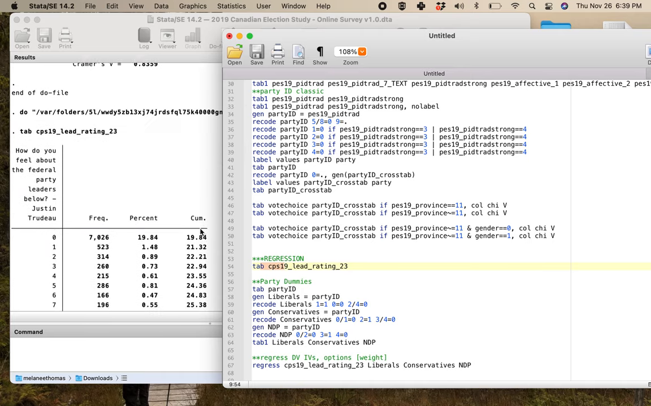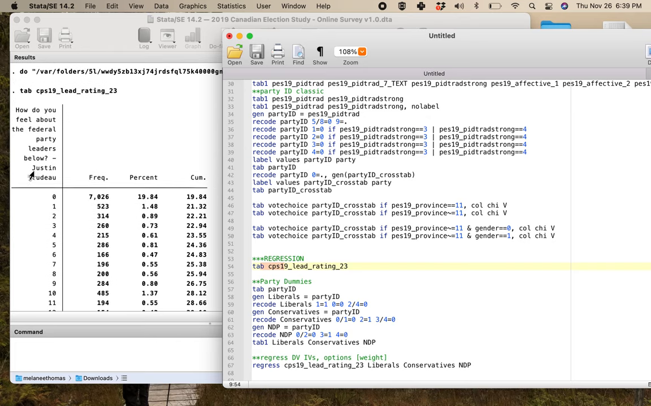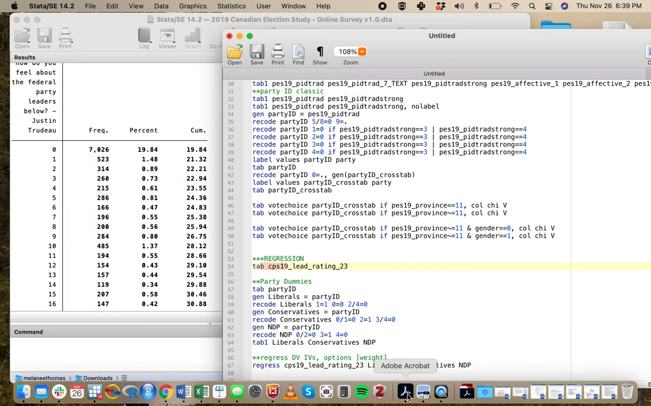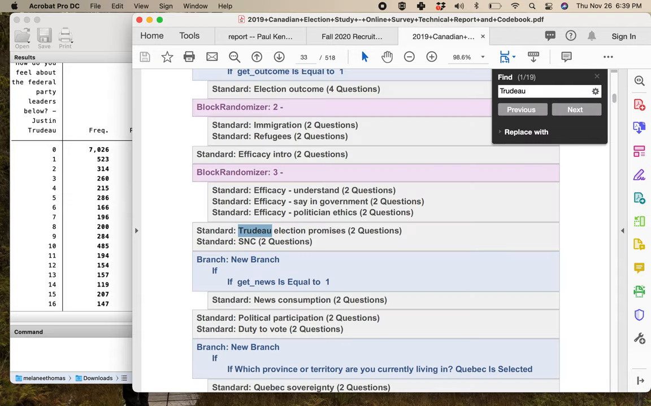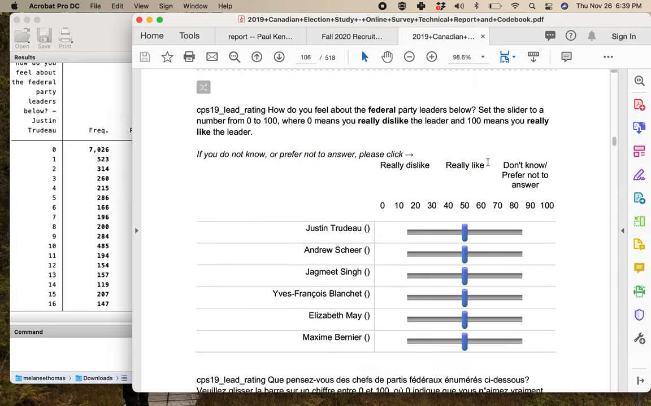Now what I want to do is show you what a regression looks like on one of these leader evaluation ratings. So here we've got how do you feel about the federal party leaders below, and 23 is Trudeau. You can see it's one of these 0 to 100 scales. Let me just go and find what this looks like in the codebook. There we are. So it's this set of questions here, the leader ratings: how do you feel about these ones? Zero is like you really dislike them, 100 means that you really like them, and so on.